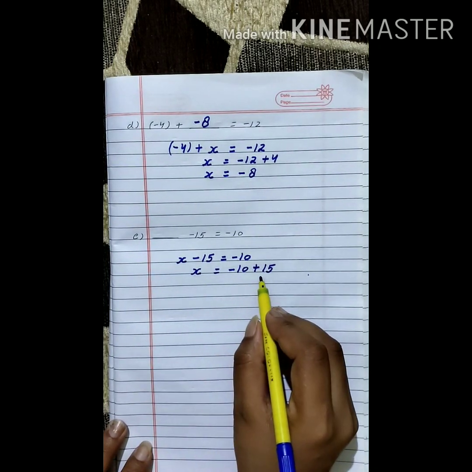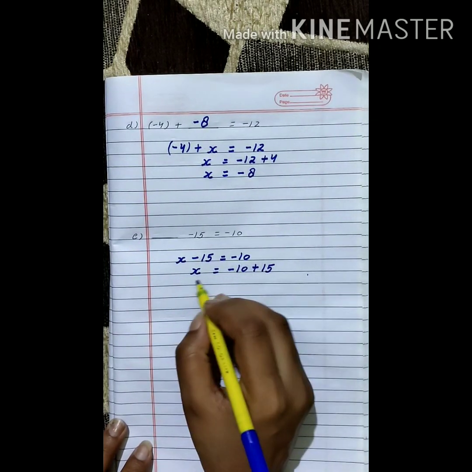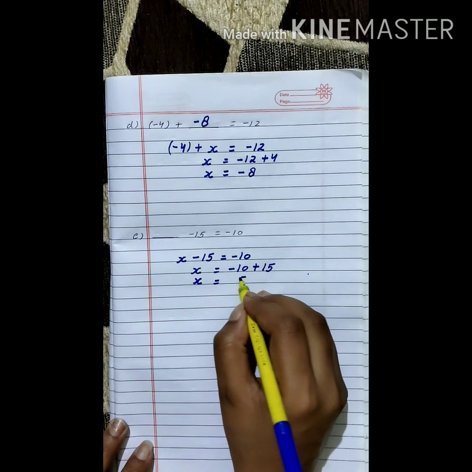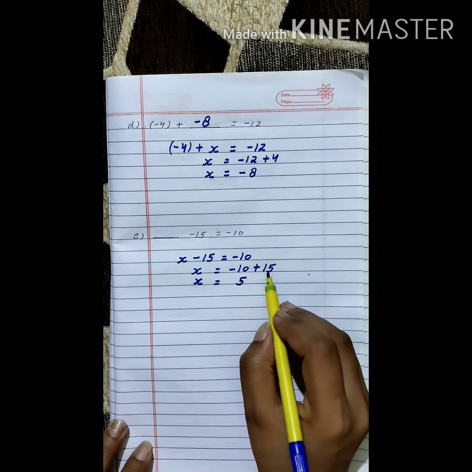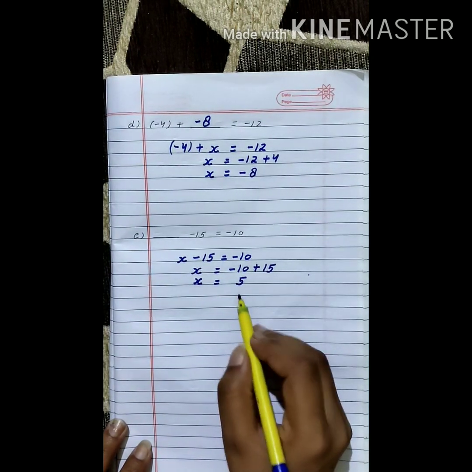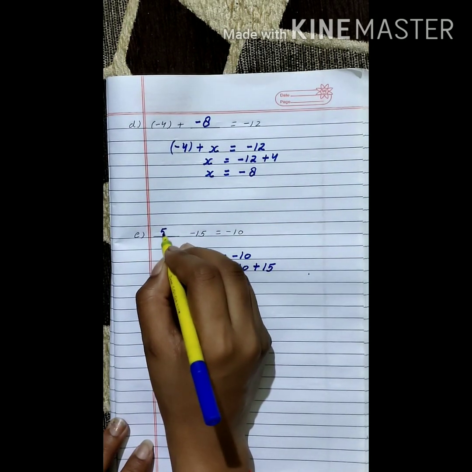It is negative and it is positive, and minus plus is minus. After subtraction, we will get 15 minus 10 is equal to 5. 15 is the greater integer and it is positive, so 5 is also positive. So our answer will be 5.